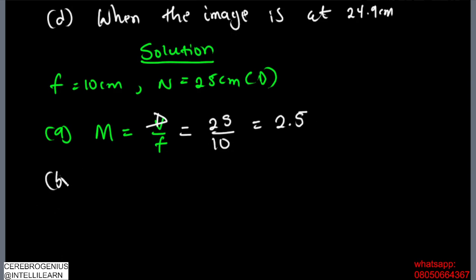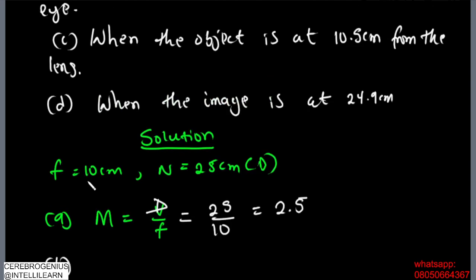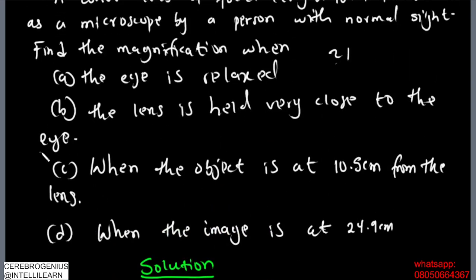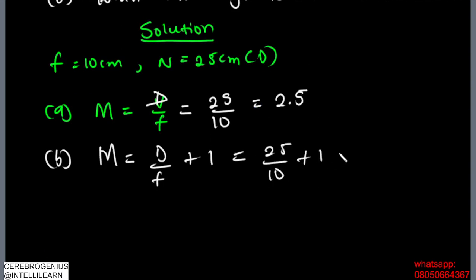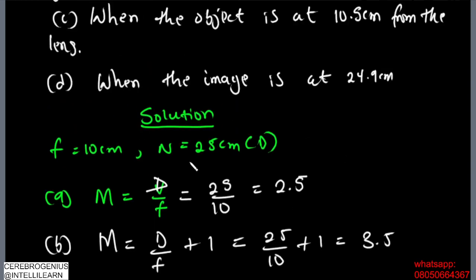Now, B is when the object is held very close to the eye. You know that that's going to be D over F plus 1. So that's 25 over 10 plus 1, and that's going to be 3.5. Or you just come here and add 1 to this, and that gives you the maximum magnification attainable when you are using it as a microscope.